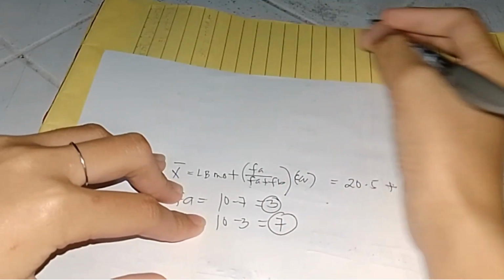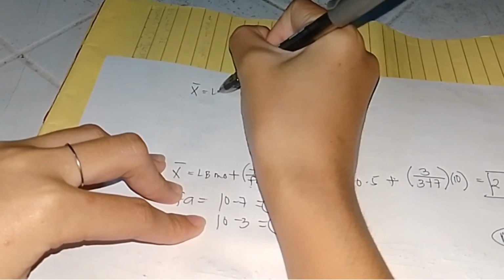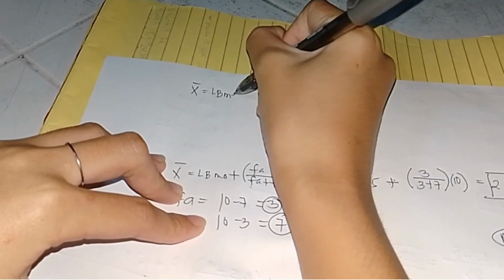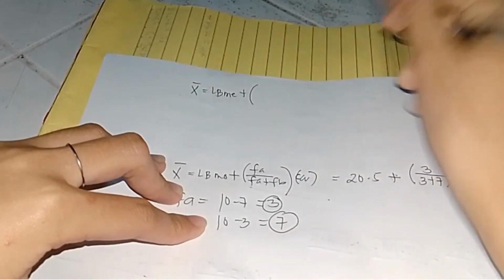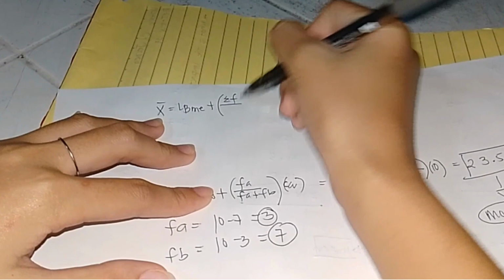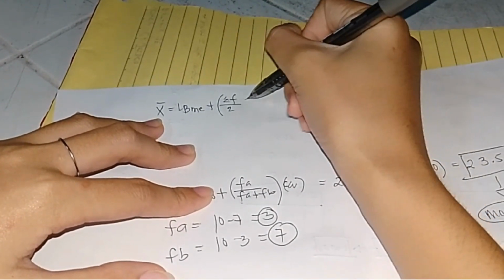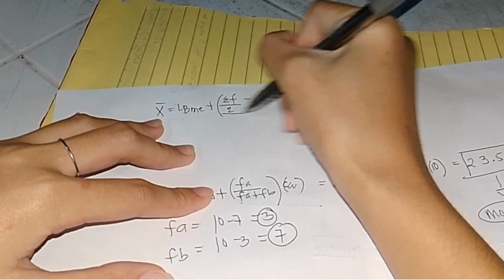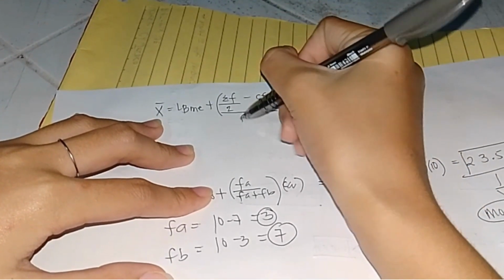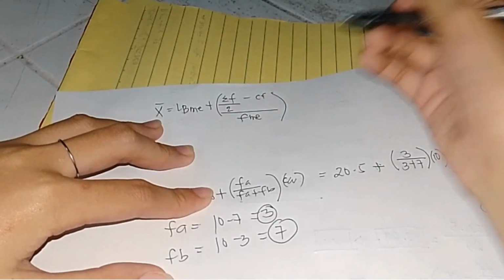What is left is finding the median. In finding the median, we need LB or lower boundary and CF, which means cumulative frequency. The formula for this is the median is equal to lower boundary plus the quantity of summation of frequency over 2 minus cumulative frequency all over the frequency, close parenthesis, multiplied by class width or interval.